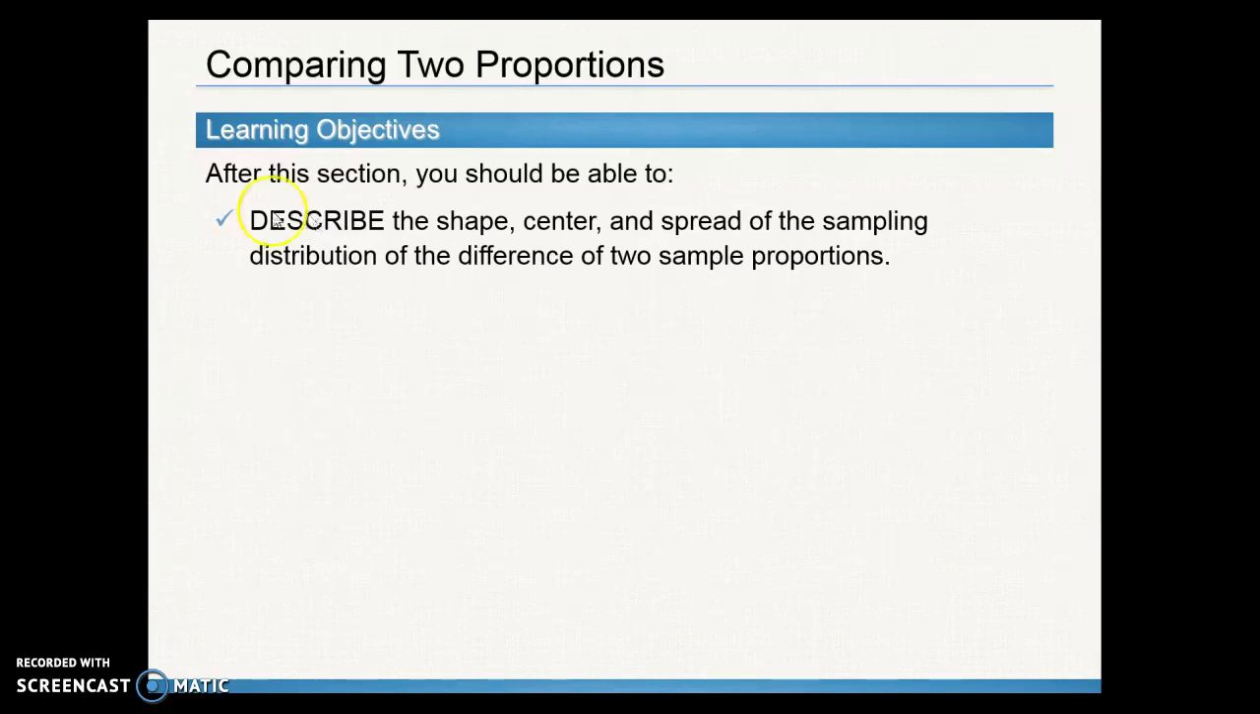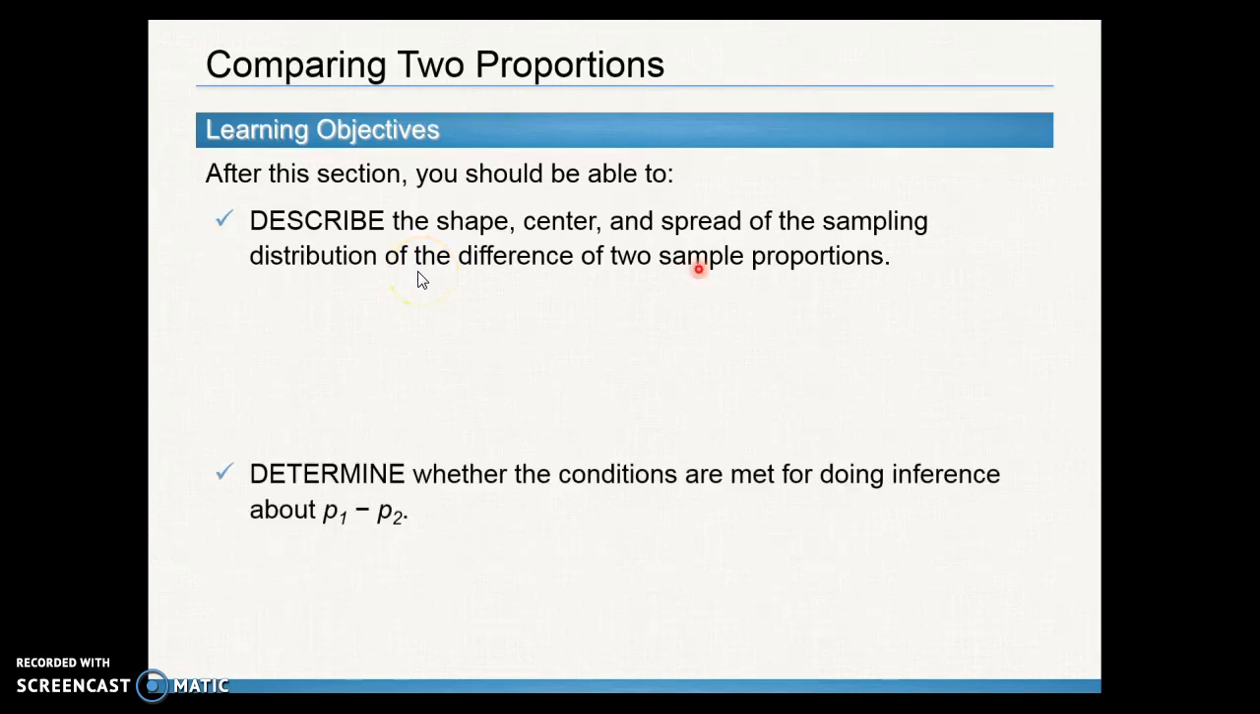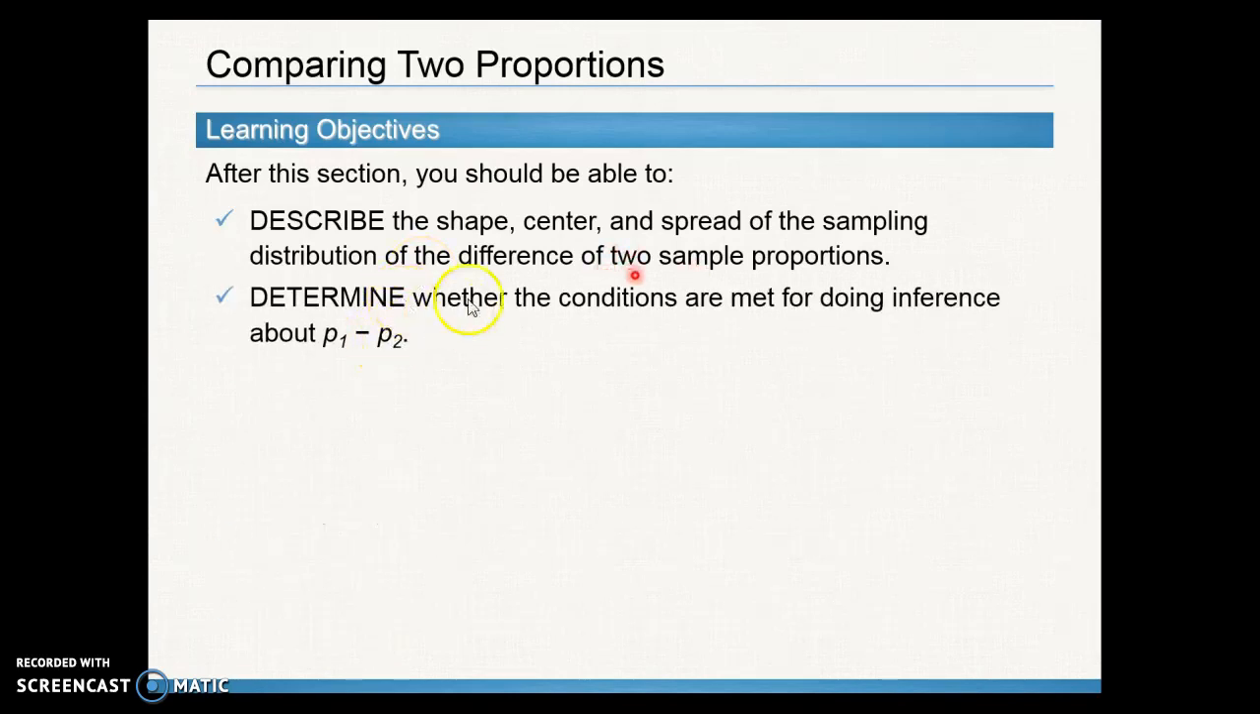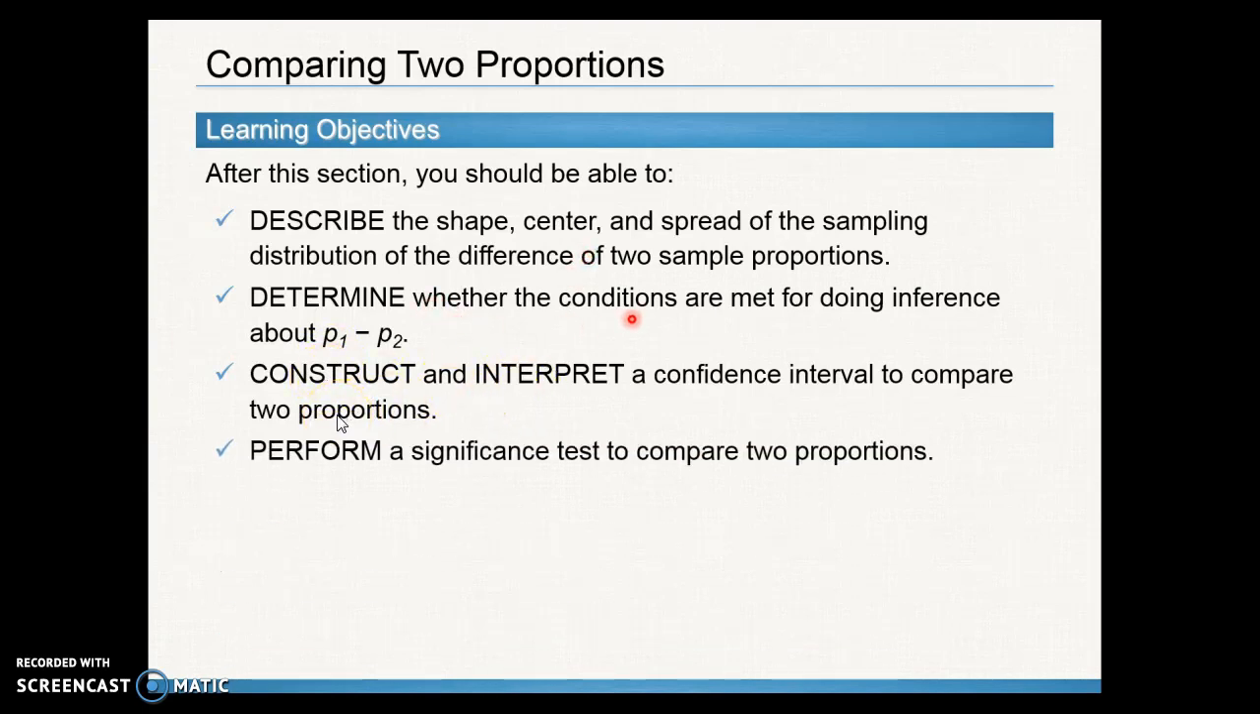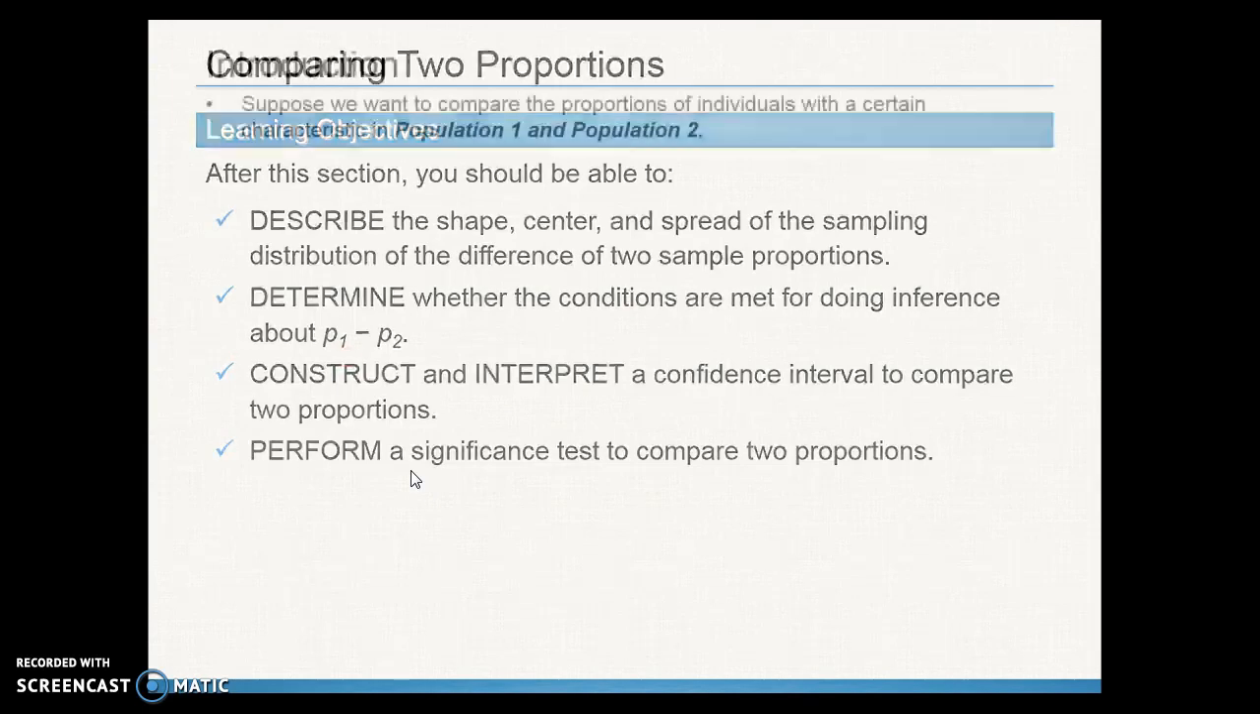All right, so after this section, you'll be able to take a look at the shape, center, and spread of sampling distributions for two sample proportions. You're going to take a look at the conditions for doing inference about two proportions, and we'll talk about what that means in this section. We'll construct and interpret a confidence interval to compare two proportions, and then we will do a significance test to compare two proportions. So hopefully you got that this section will be going over two proportions.